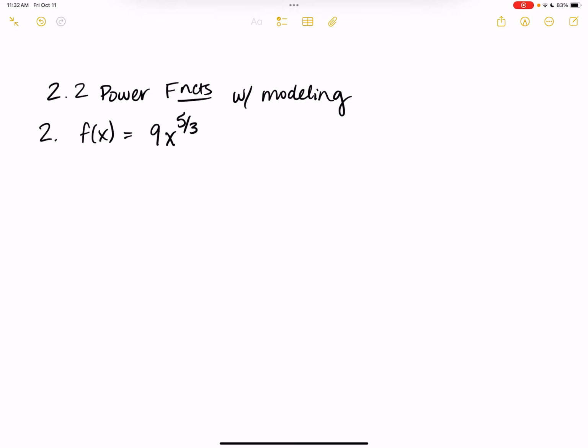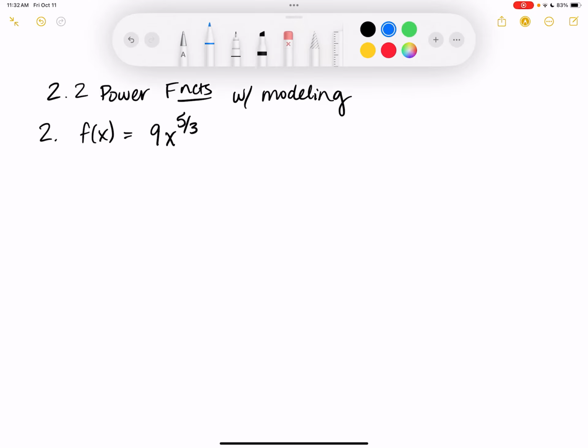So is this a power function? What is the power? And what's the constant of variation? Just the number in front. 9.